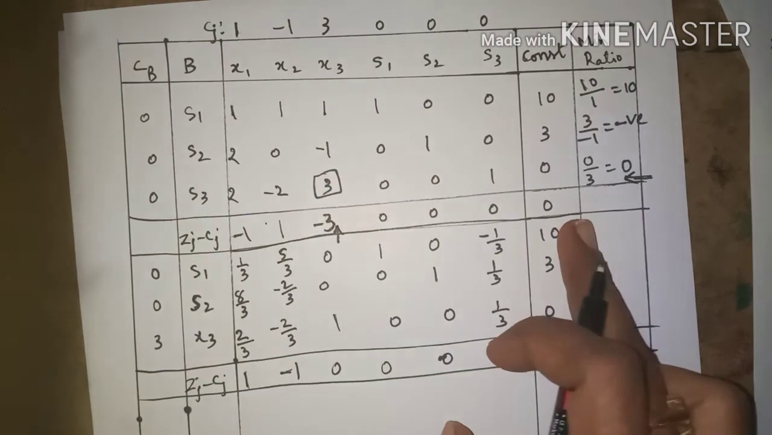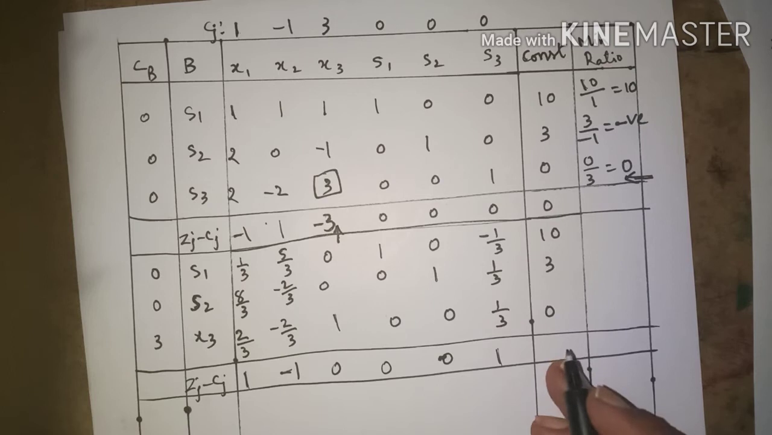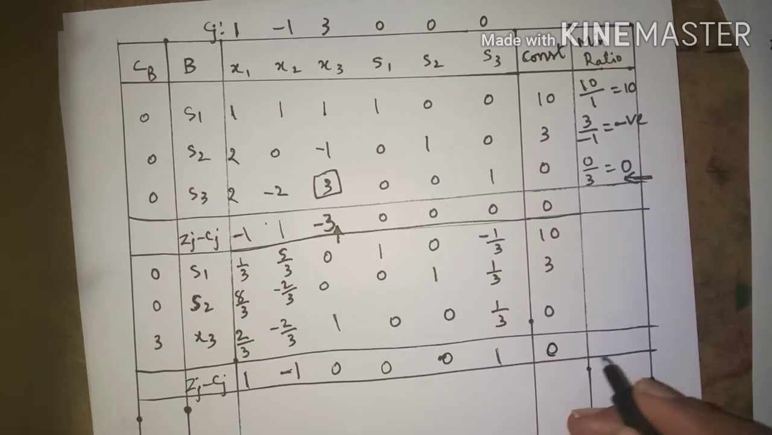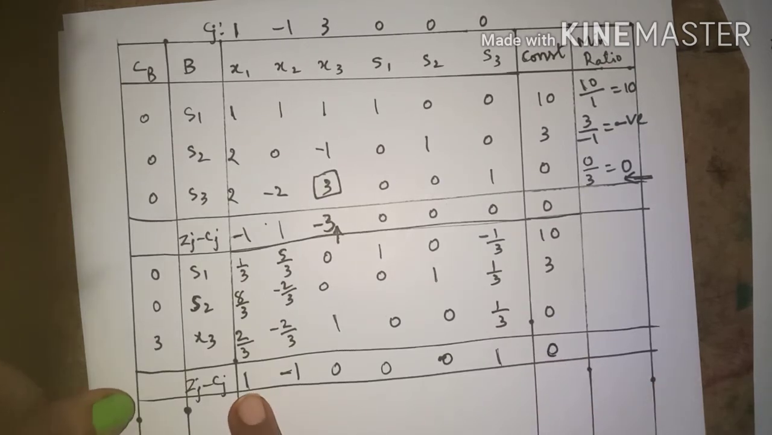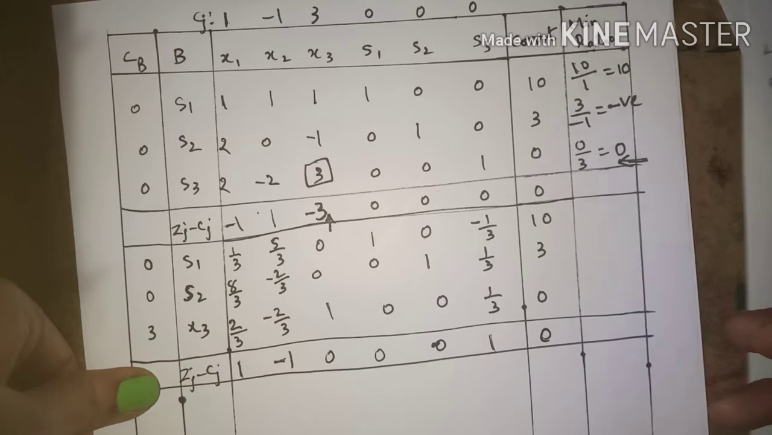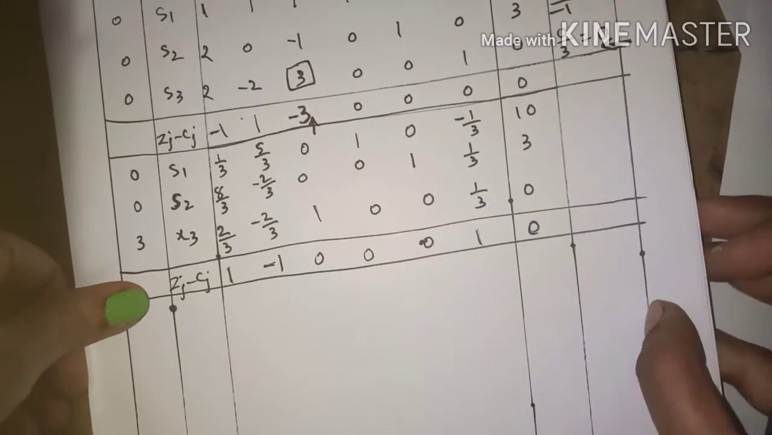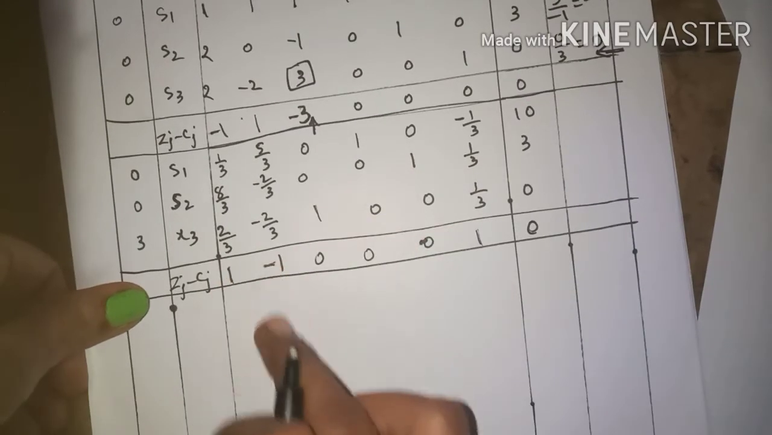Now 0 into 10, 0. 0 into 3, 0. 3 into 0, 0. Again here also you will get 0. Next, if you observe the index row elements, we have got one more negative value in the index row. Therefore, we have to move to the next iteration. We did not reach the optimal condition because some negative value occurs.